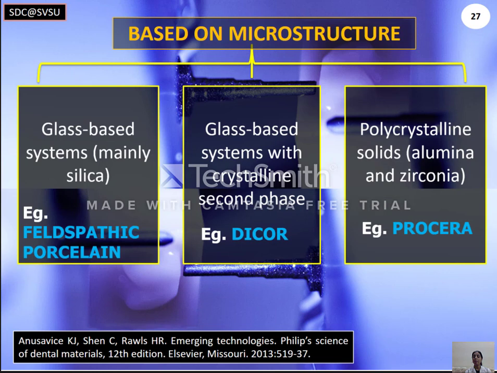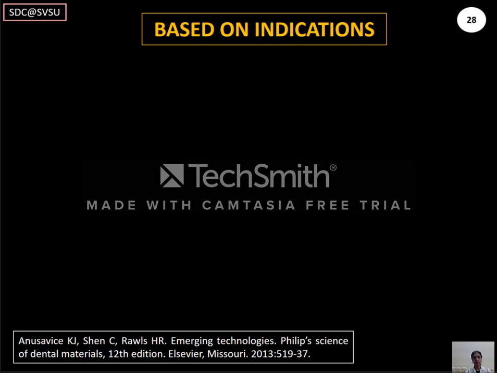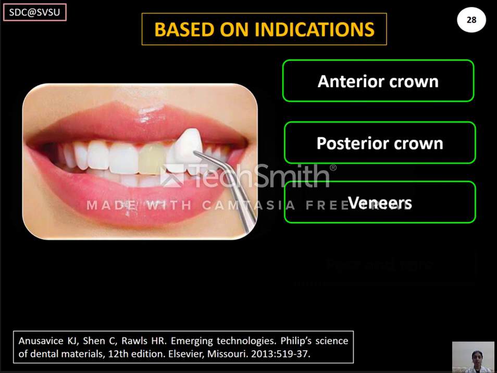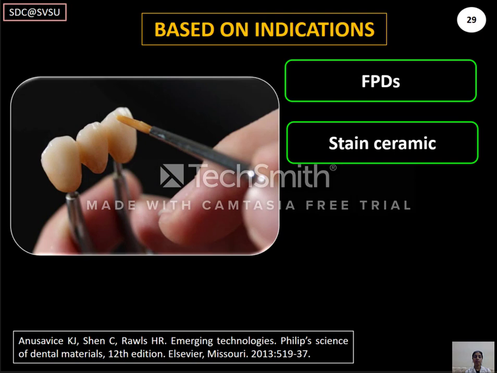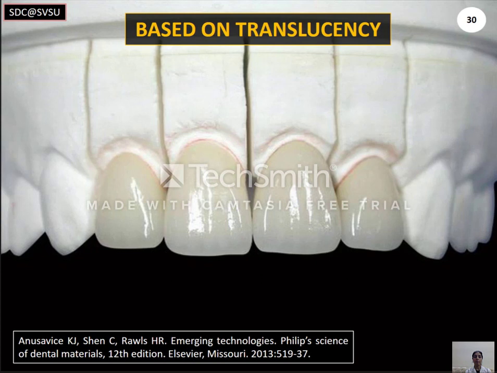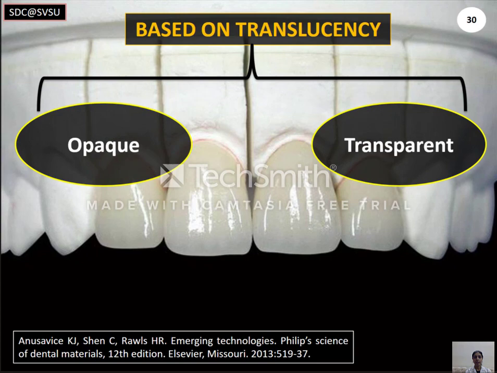Based on the indications, these could be anterior crowns, posterior crowns, veneers, post and cores, fixed partial dentures, stained ceramics, glazed ceramics, and denture teeth. Based on translucency, these could be opaque, transparent, or translucent.